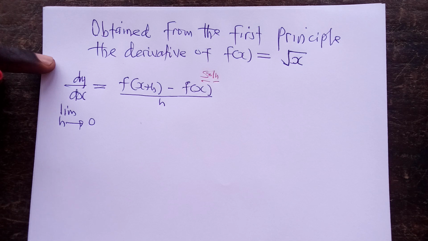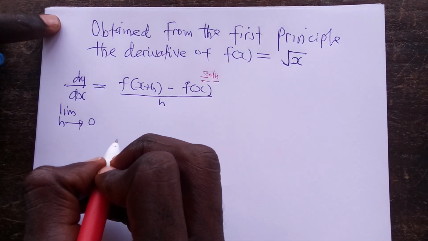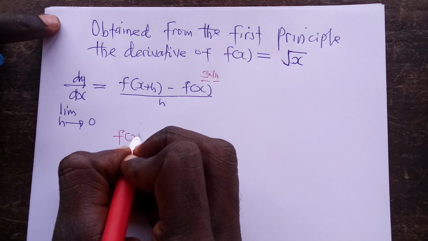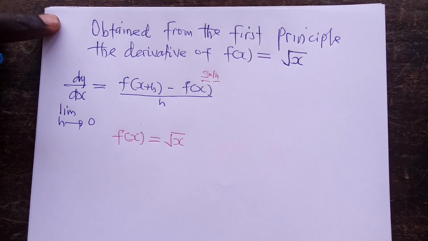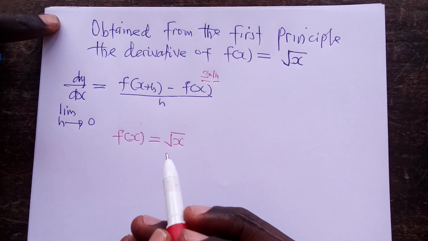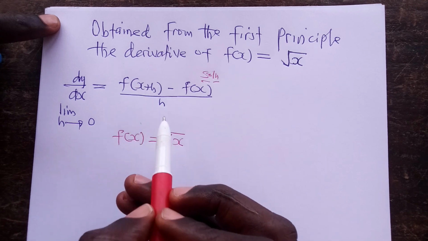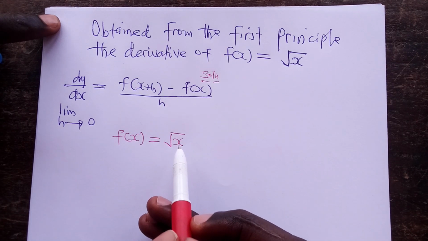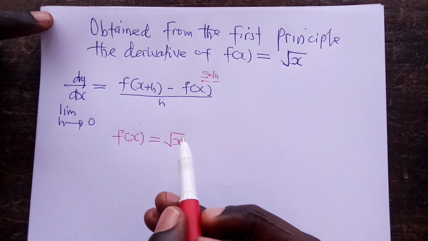Now from this point, what we have to do is substitute. But remember, this is the function that we are given: f of x is equal to root x. So it means anywhere we see x here, we replace it by x plus h. Anywhere we see x here, we replace it by x plus h.